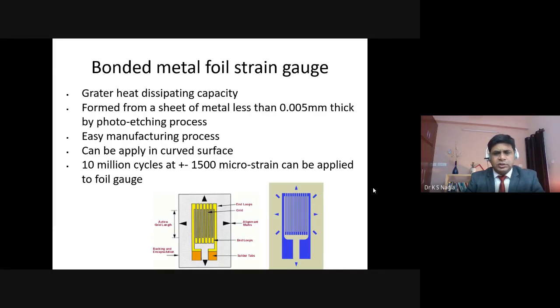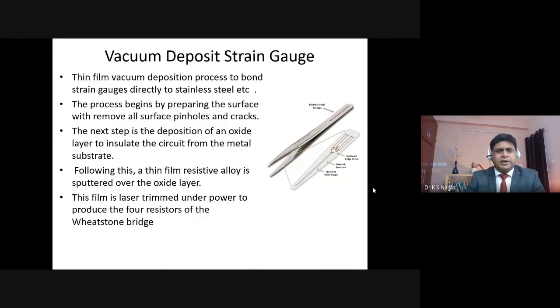Its cost is also low as compared to the wire, because production is not very expensive in the case of the foil type strain gauge as compared to other types of strain gauge such as wire or unbonded type. Another category is the vacuum deposit strain gauge, which is many times used in medical instruments also.